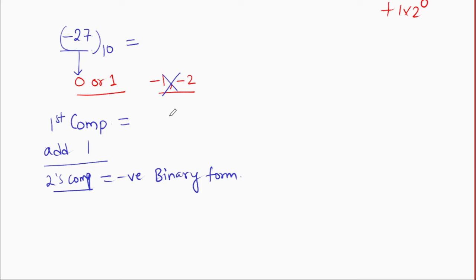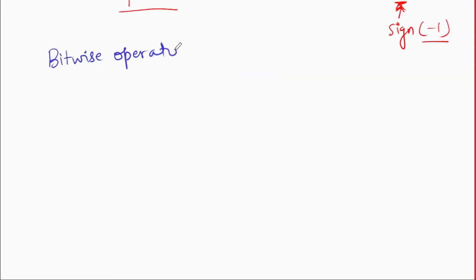So what is 1's complement? Just flip the bits. So let us consider 27, where the value of 27 base 10 in base 2 is 11011. Now just flip the bits to get 00100.